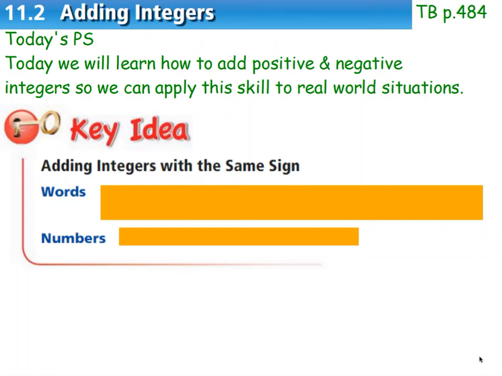Today we are going to complete lesson 11.2, adding integers. This is on page 484 of your textbook. Our purpose today is to learn how to add positive and negative integers so we can apply this skill to real-world situations. Okay, there are going to be two rules for adding integers.